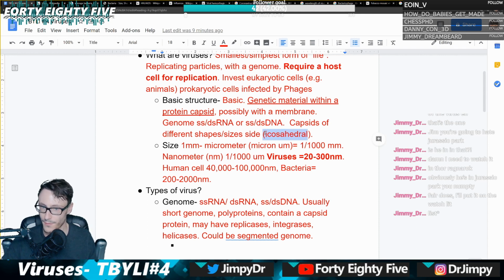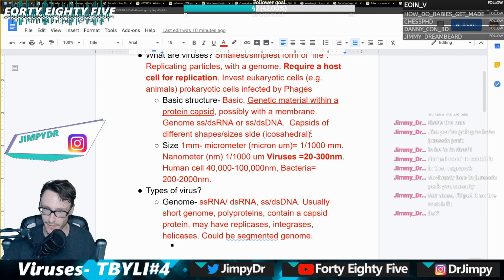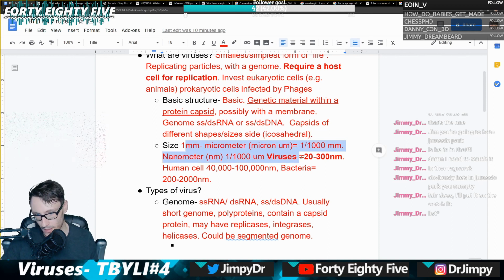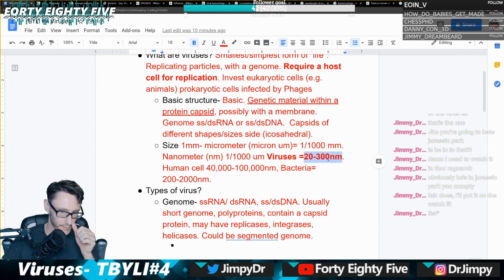A classical one is the icosahedral shape, 20-sided, but you don't always have that structure. As you can see, flu didn't have that structure, and Zaire virus didn't have that structure. Size-wise, they are very, very small, 20 to 300 nanometers across, which is ludicrously small compared to, say, a human cell, which can be 1,000 times larger than that. And bacteria is somewhere in the middle.